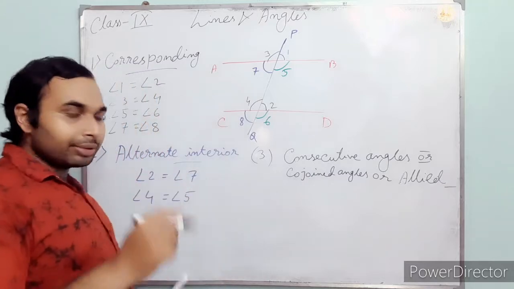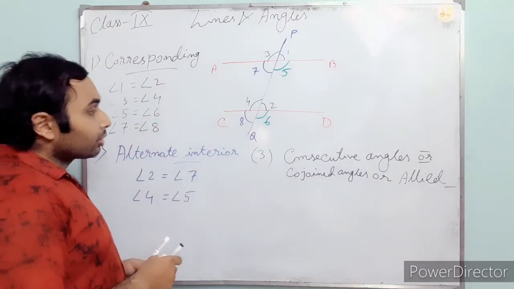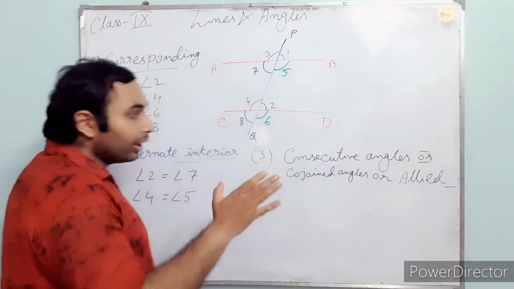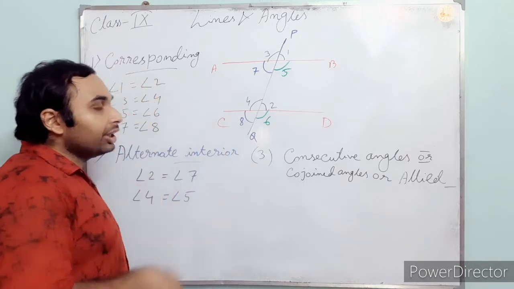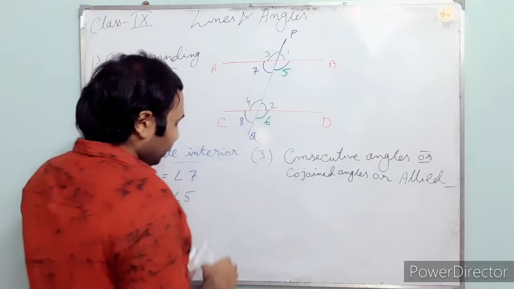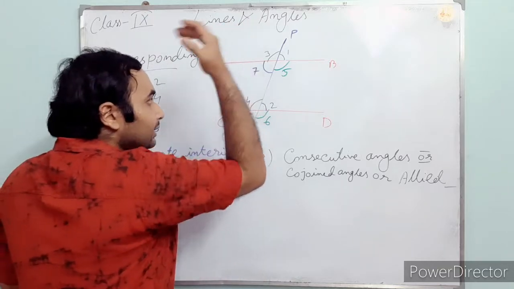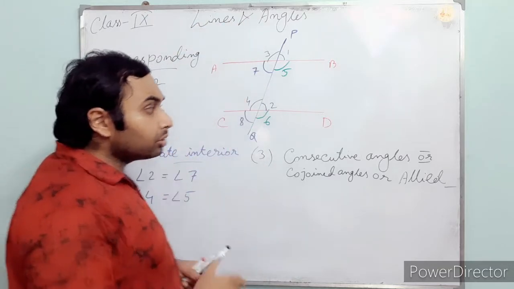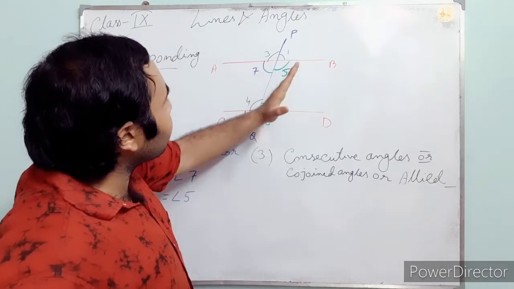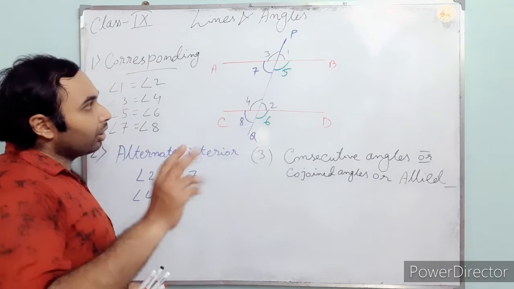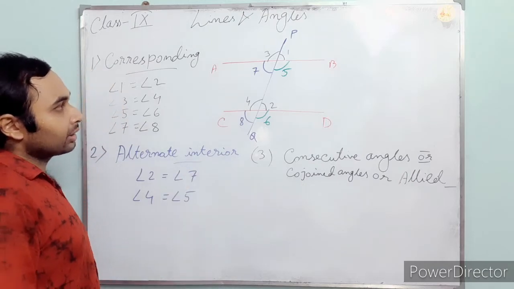Three names are there, the same thing. Three names are there. So what are the consecutive angles? Now here, only in your book you will see consecutive interior given over there. But here consecutive exteriors are also there. What are the consecutive angles at first? Consecutive angles means the angles at one side of the transversal are called the consecutive angles.